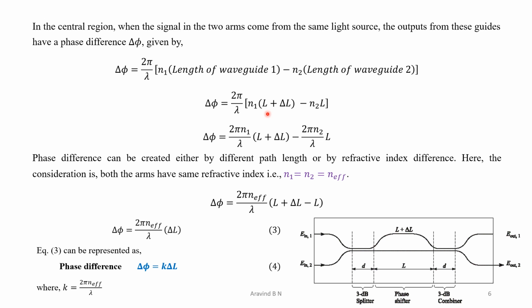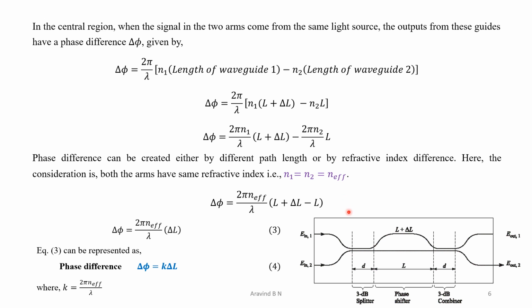Now after making the length substitution, this is what we get. Taking the 2 pi by lambda inside, we have 2 pi n1 divided by lambda into L plus delta L, minus 2 pi n2 divided by lambda into L.